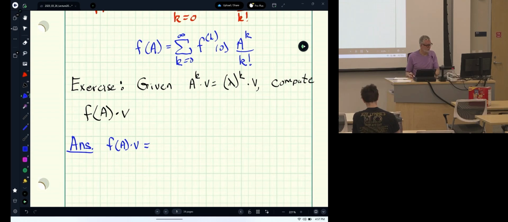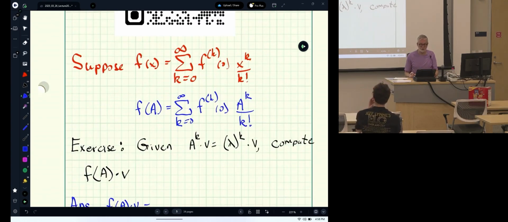Do we have a guess? Give me a guess. If you multiply it, then you get A to the k v, which is given, and you can substitute it for lambda to the k times v. And then what does that give you at the end? What's multiplying v at the end? It's like the summation, and then you have lambda to the k. But what does that give you, since you know that f of x is that summation? Ooh, it's where it came from.